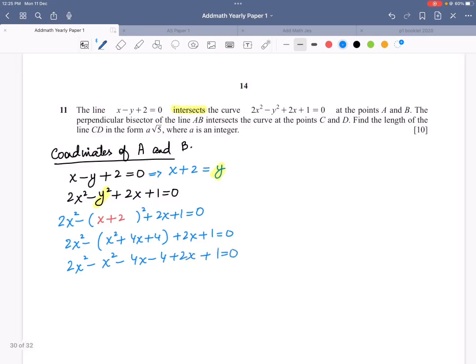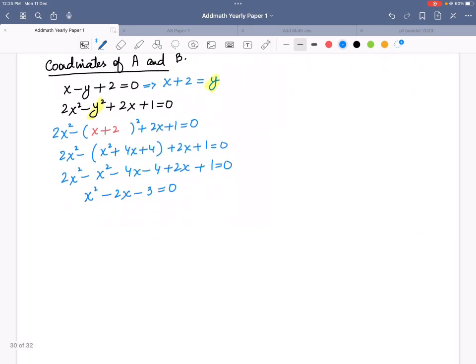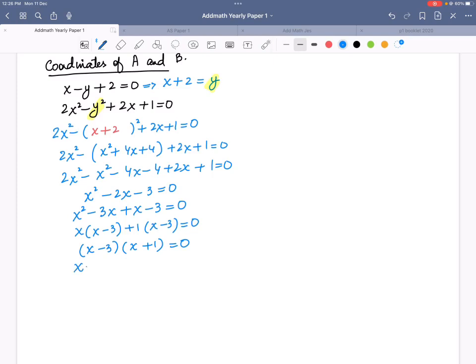We can simplify it now. 2x square minus x square is x square, minus 4x plus 2x is minus 2x, minus 4 plus 1 is minus 3, equal to 0. Now we have a quadratic equation. We can simplify by using the middle term: x square minus 3x plus x minus 3 equals 0. Taking common, x minus 3 plus 1 times x minus 3 equals 0. We can take common x minus 3, and the leftover part is x plus 1 equals 0. Equate both of them to 0: x minus 3 equals 0 and x plus 1 equals 0. So you get the values x is 3 and x is negative 1.